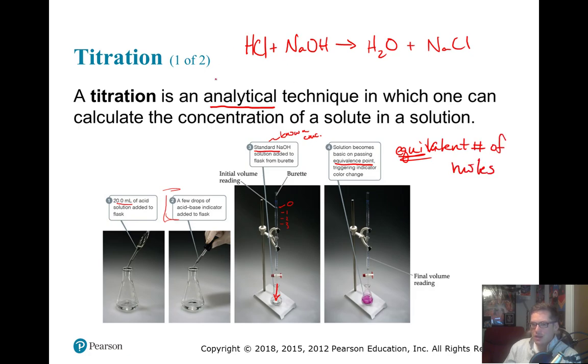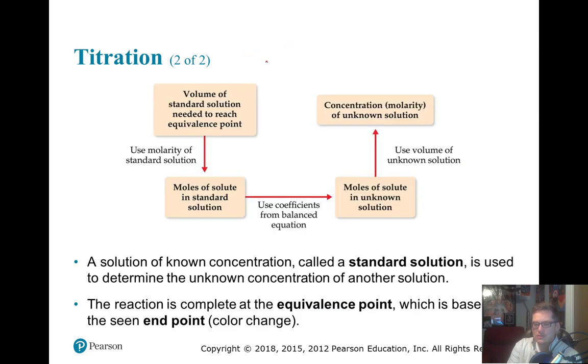Because if you think about it, when you're adding your NaOH and your HCl, you're going to reach your equivalence point when the moles of the base that you added is equal to the moles of the acid you started with. You don't know how many moles of acid you started with, but if you can figure out how many moles of base it takes to neutralize it, then that's how you can tell how many moles of acid you started with. And that's kind of the basis of titration.